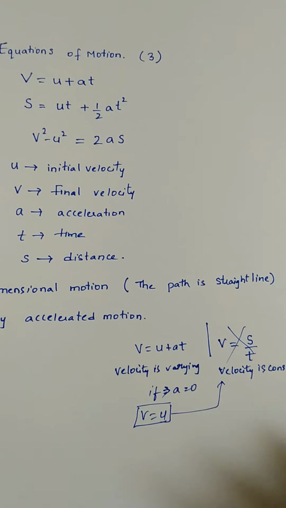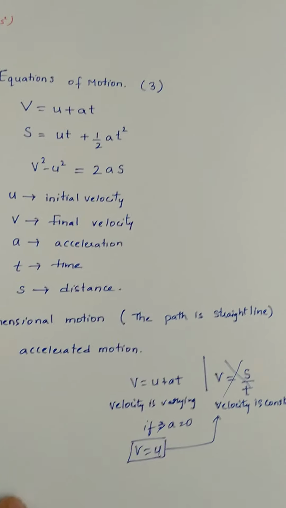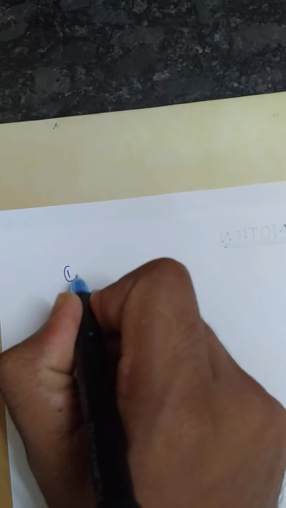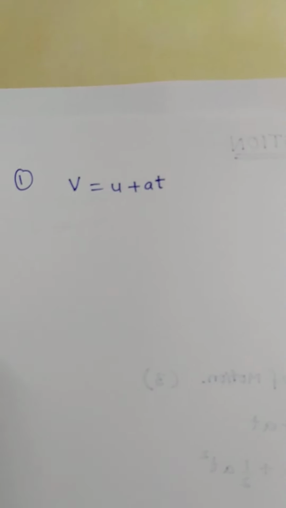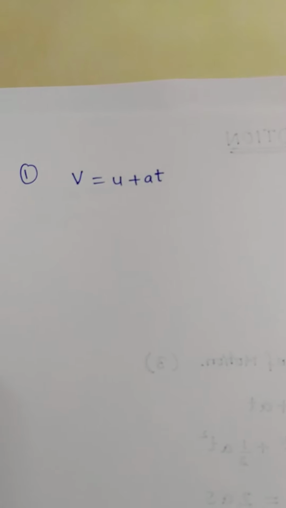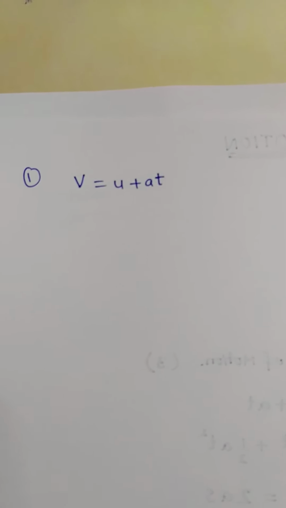Now we shall try to derive the equations. The first equation being v is equal to u plus at. Now what does v stand for? v is final velocity, u is initial velocity, a is acceleration, and t is time. This is a very simple derivation.